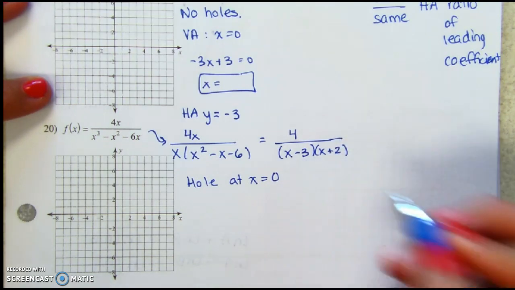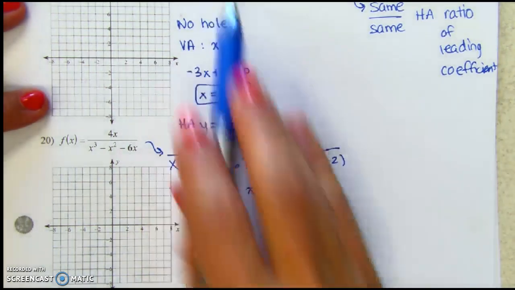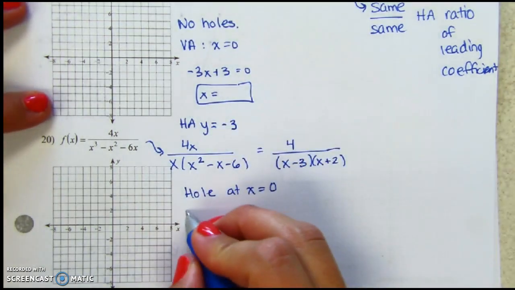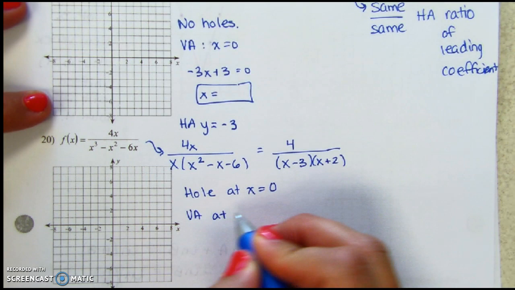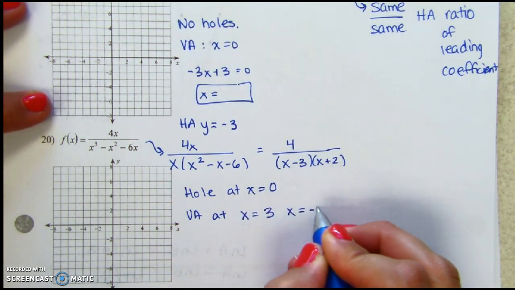So did these factors cancel like that? Did these factors cancel? No. So what do we do with the factors that don't cancel? Those are going to be the vertical asymptotes. So we're going to have a vertical asymptote at x equals 3 and x equals negative 2.